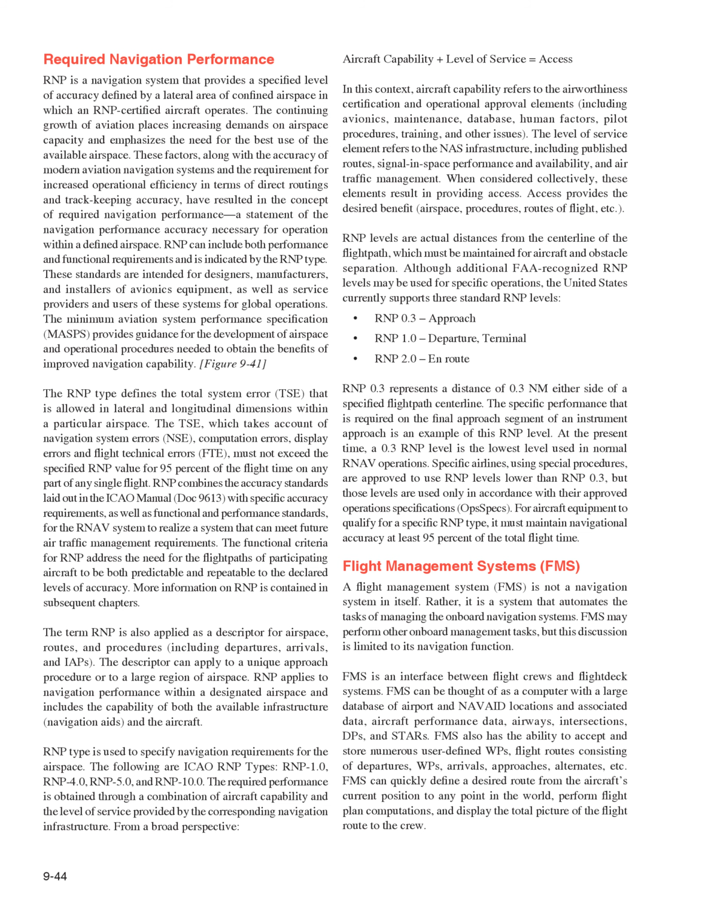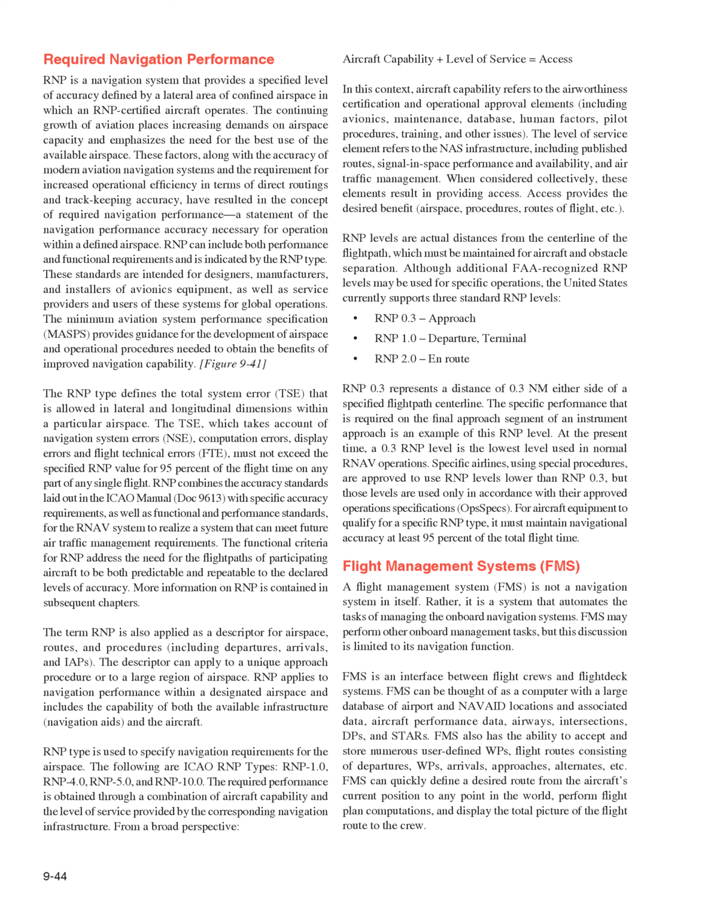The required performance is obtained through a combination of aircraft capability and the level of service provided by the corresponding navigation infrastructure. From a broad perspective, aircraft capability plus level of service equals access. In this context, aircraft capability refers to the airworthiness certification and operational approval elements, including avionics, maintenance, database, human factors, pilot procedures, training, and other issues. The level of service element refers to the NAS infrastructure, including published routes, signal in space performance and availability, and air traffic management. When considered collectively, these elements result in providing access. Access provides the desired benefit: airspace, procedures, routes of flight, etc.